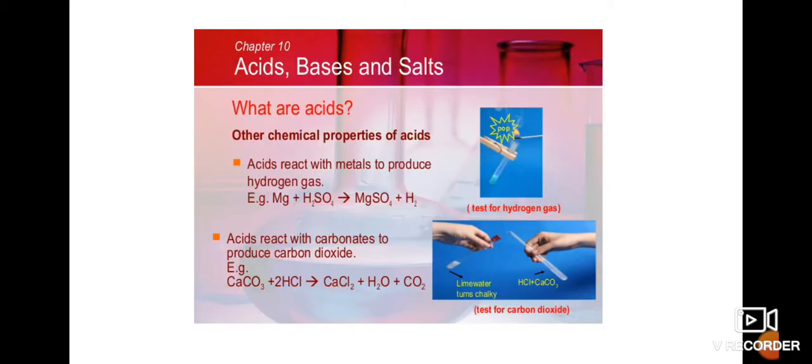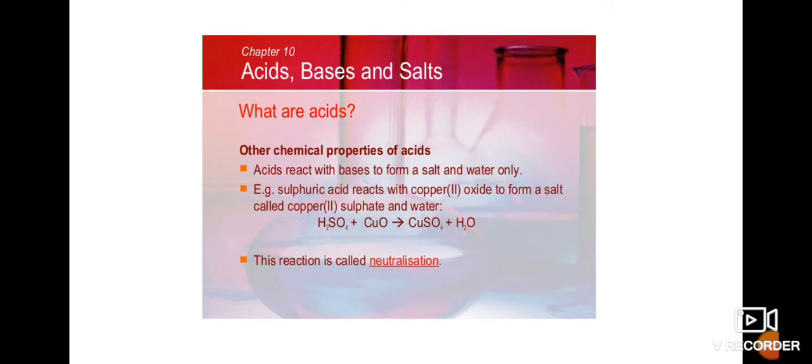Now coming to the chemical properties of acids. First chemical property: what happens when an acid reacts with metal? When an acid reacts with metal, it will produce hydrogen gas and generate a salt. Similarly, acids reacting with metal carbonates will also produce salt, alongside water and carbon dioxide. Now remember, salt is a common product.